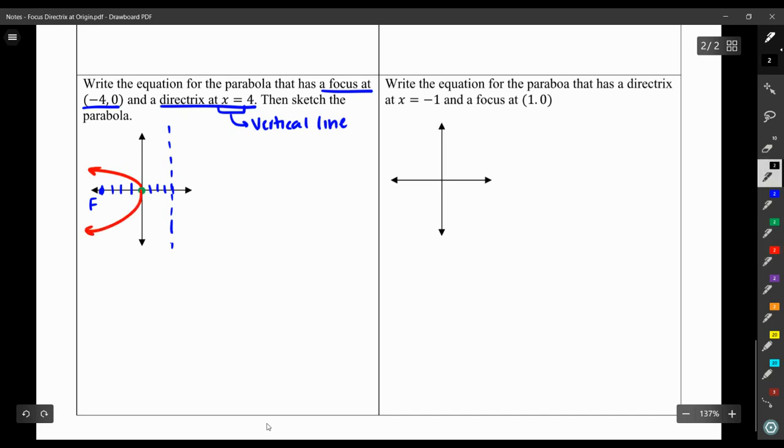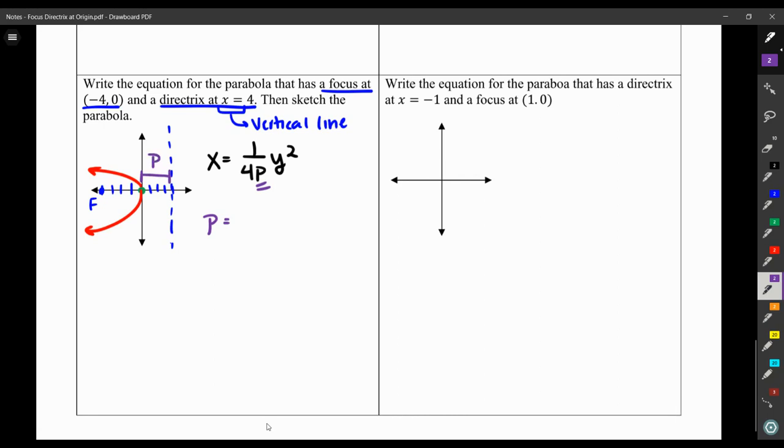So since I now know that it opens left, I know that the layout is x equals 1 over 4p y squared. My job now is to find the value of p. And p is the distance from the focus to the vertex, or the vertex to the directrix. So the value of p is going to be a -4. And the reason it's negative is because it opens to the left.